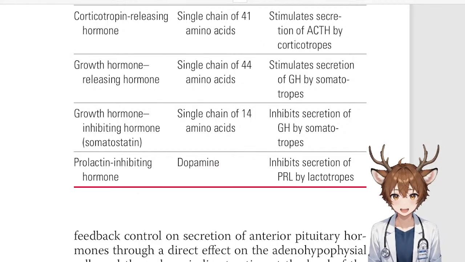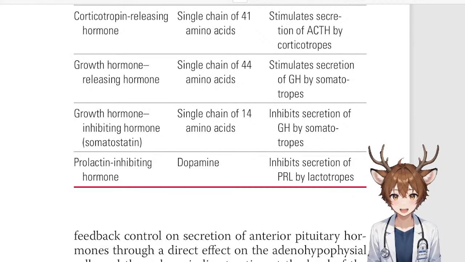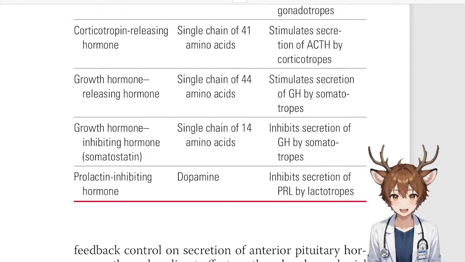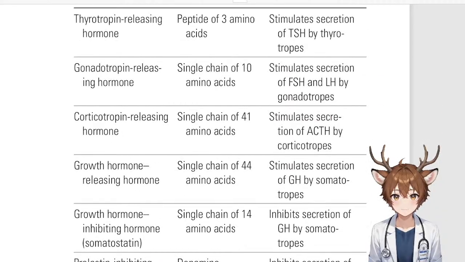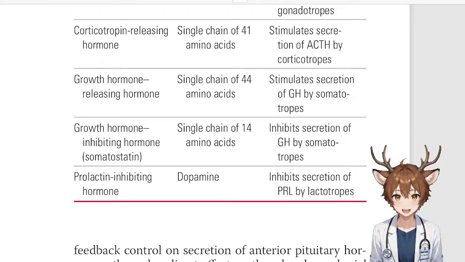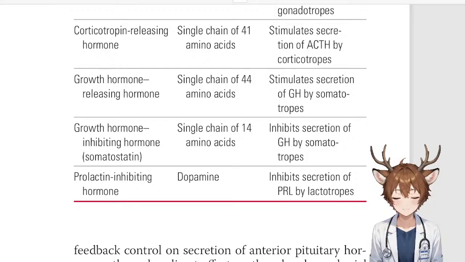Now, going on to prolactin inhibiting hormone. It goes by another name, dopamine. This inhibits secretion of prolactin by lactotropes, and that's the most clear-cut example of an actual inhibitory peptide or polypeptide coming from the hypothalamus. That's very clearly the only real purpose it's there for, is to inhibit something.